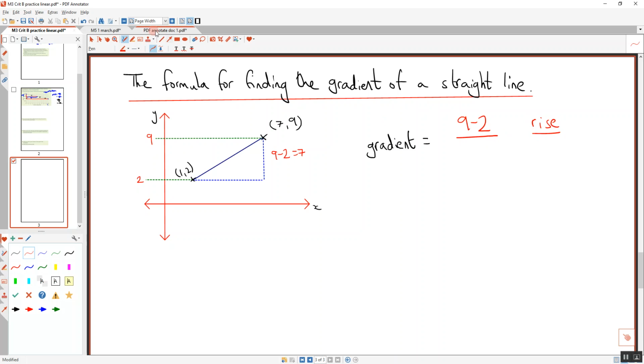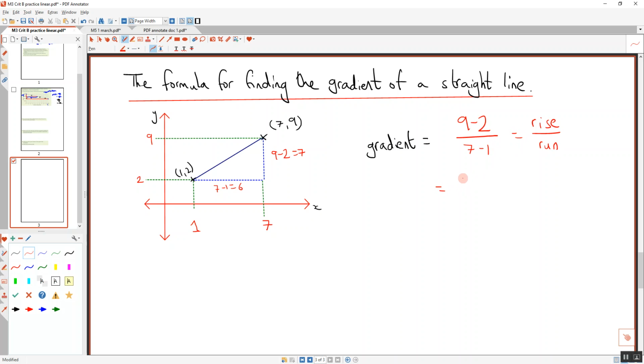And I have to divide that by the run part. Now doing the same type of thing, can somebody tell me the 2 numbers I need to deal with there? Yes, Sam? 7 minus 1. Right, good. So my x coordinate is 7. My other x coordinate is 1. So that gives me a distance of 7 take away 1, which is 6. So that's my run part.